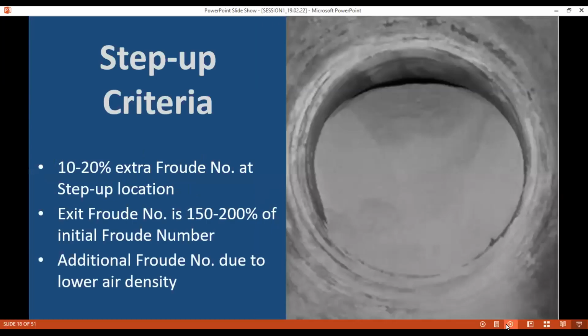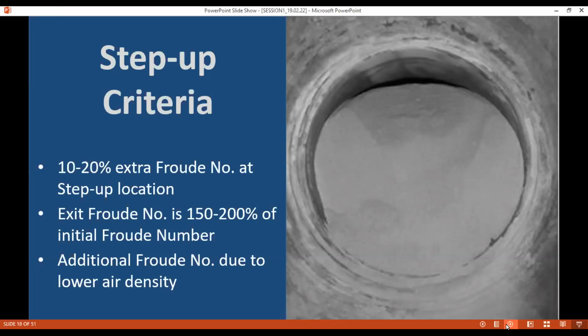So what is to be done is you have to remember that whatever number I set for pressure, say Froude number should be from 6 to 8, depending on the nature of the ash. What I recommend is, at every step-up location, you increase the Froude number by 10 to 20% of the original Froude number. Because as you go towards the end of the pipeline, the air density goes down. And as you already know by now, as the air density goes down, you have to compensate by increasing the air velocity or the air Froude number.